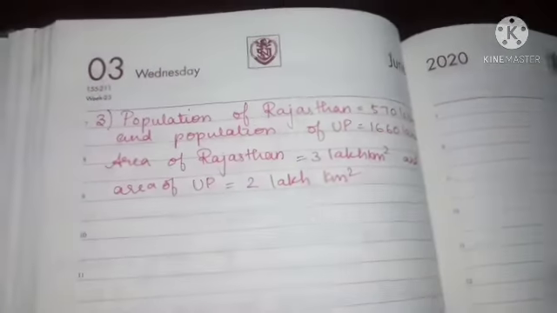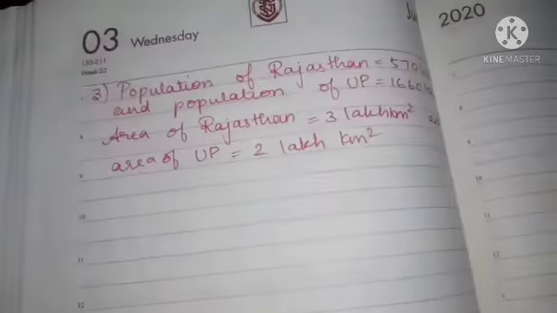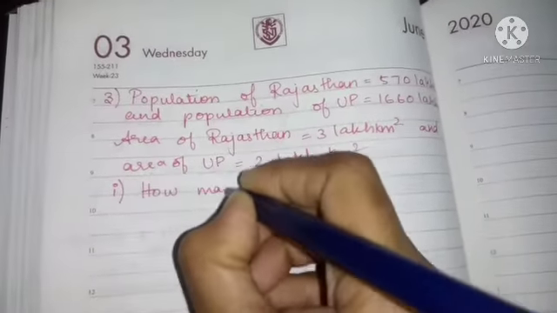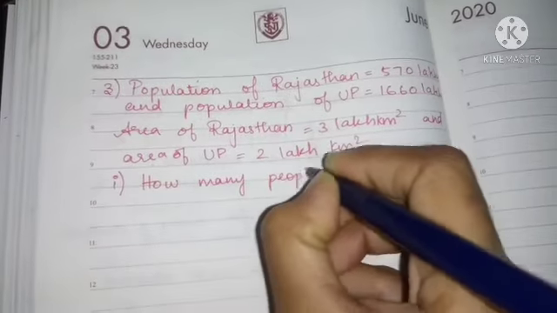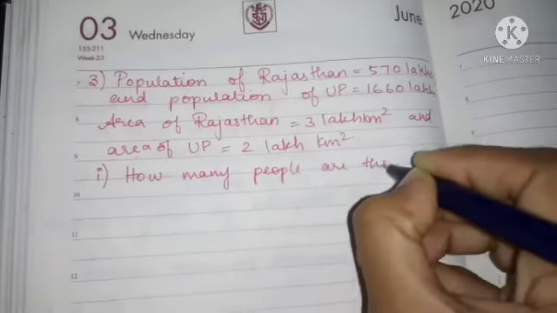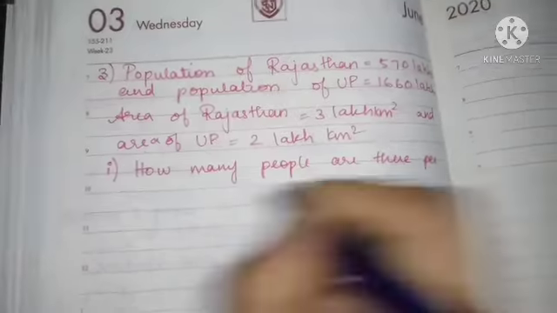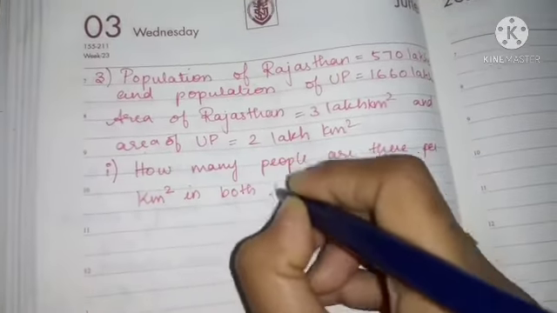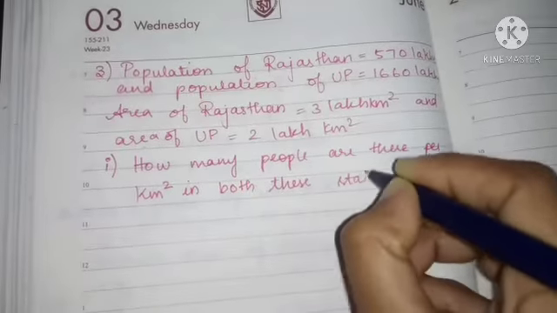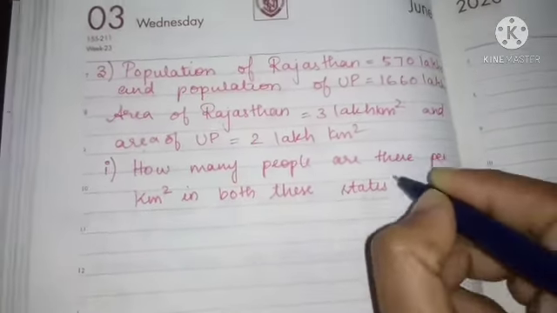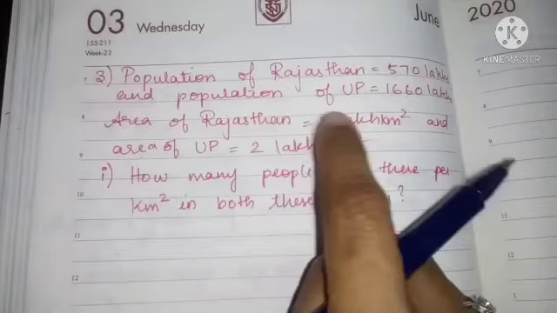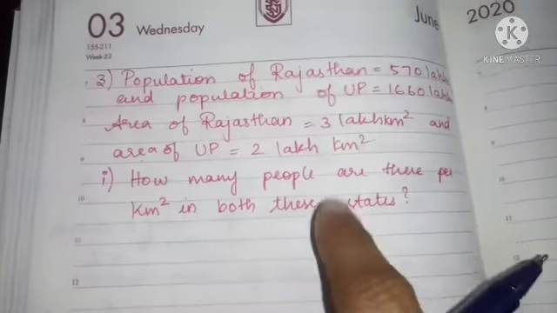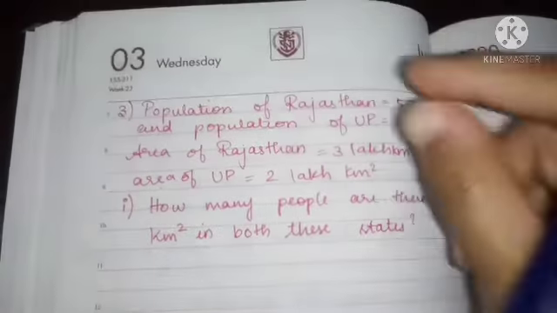What is the first question? How many people are there per kilometer square in both these states? So what have they asked? For 1 kilometer square. The area given for Rajasthan is 3 lakh kilometer square, but for 1 kilometer square, how many people are living in Rajasthan and UP?